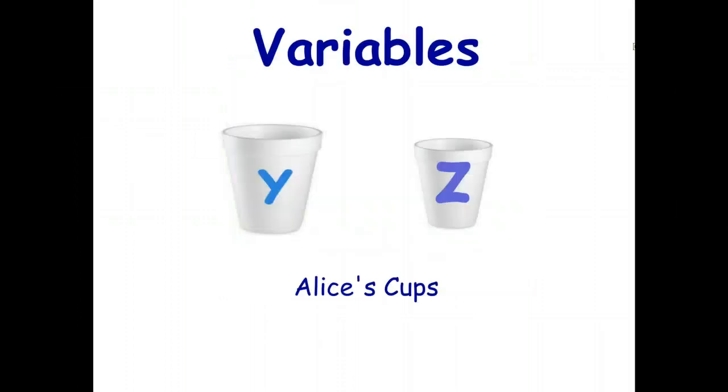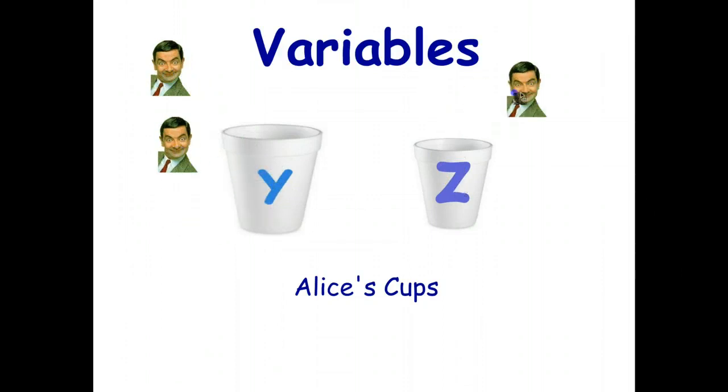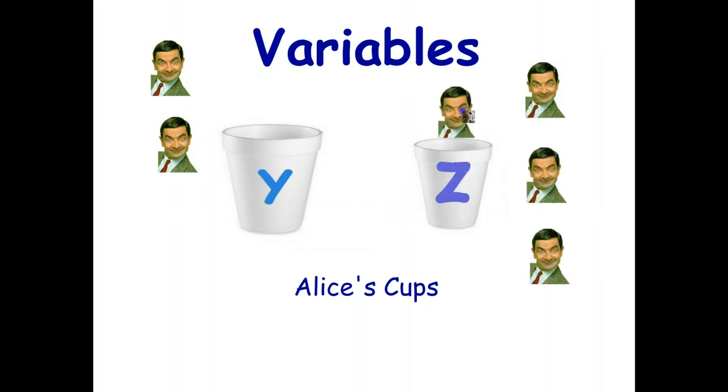Let's have a look at Alice's cups. This cup here contains y beans, and that one contains z beans. So for Alice, the value of y is just 2. And the value of z is 4. So this illustrates the fact that if you have 2 variables in a question, they can have different values. In fact, usually they do. So for Alice, y equals 2 and z equals 4.